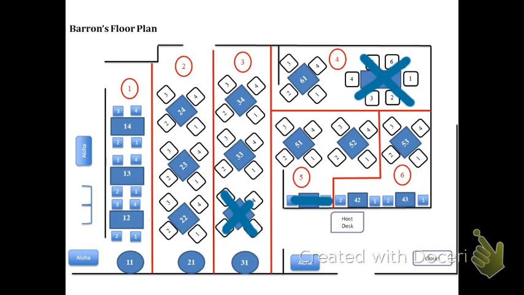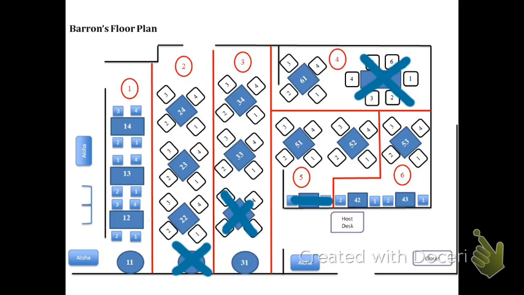Personally, I would seat them at either table 11, table 21, table 42, or 43. I wouldn't want to sit them at table 31 because that station has already been seated and there are other servers that don't have a table yet. So let's just say we're going to seat them at table 21. We're going to mark it off the board, take them in, seat them, and tell them who their server is.